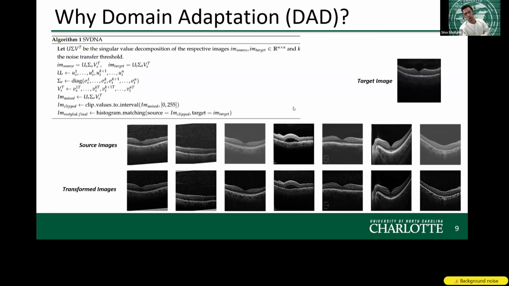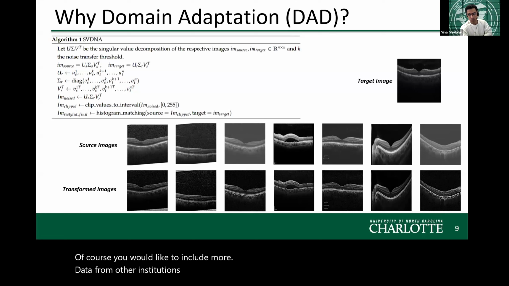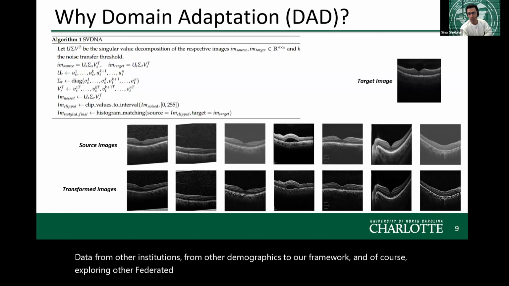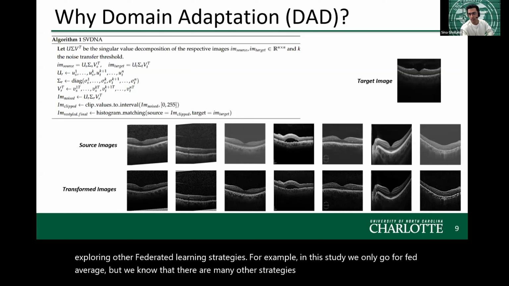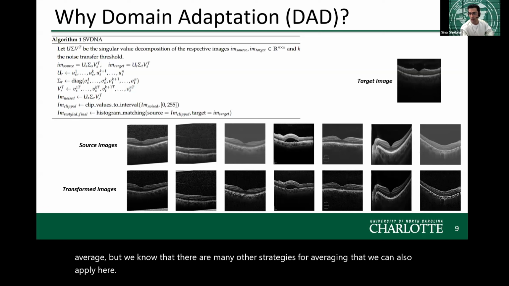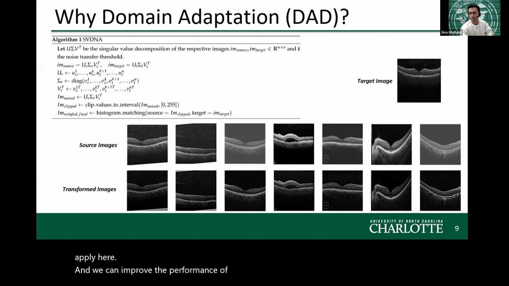Of course, yeah, we would like to include more data from other institutions, from other demographics to our framework, and of course, exploring other federated learning strategies. For example, in this study, we only go for FedAvg, but we know that there are many other strategies for averaging that we can also apply here, and we can improve the performance of our global model.